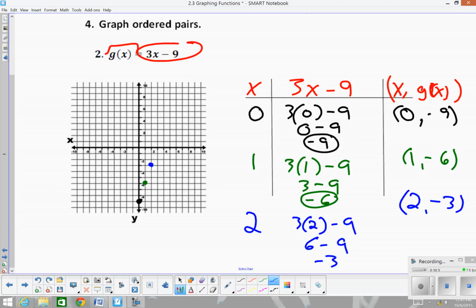Okay, now you can see that those 3 points do fall in a line configuration. If I just connected them something like that, that's what they're going to look like. Something like that. Okay, now for these, I'm always going to draw my arrows on both ends. Something like that. Okay, cool.